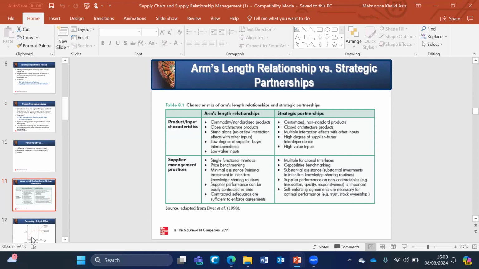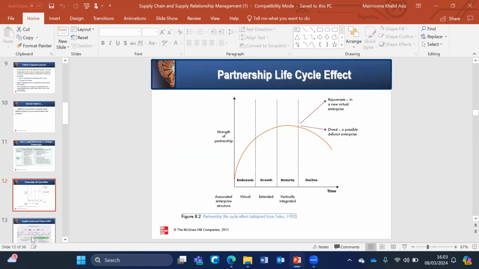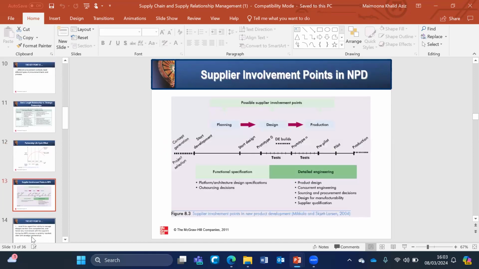Or you can have a strategic partnership with the suppliers. That means you have a close relationship with them. There's a closed architecture. There's a lot of interactions. They have a lot of input. So these are two basic main different types of relationships you can have with your supplier.